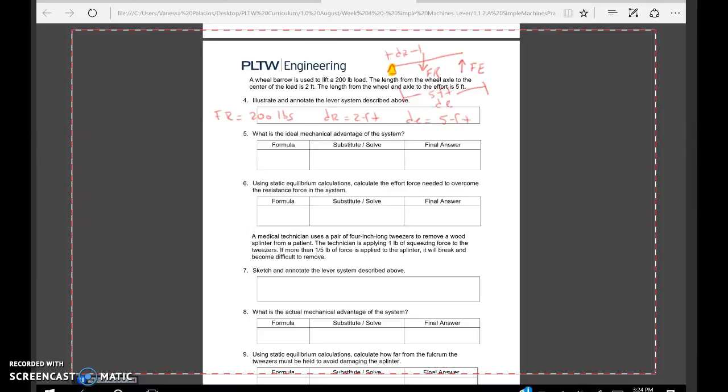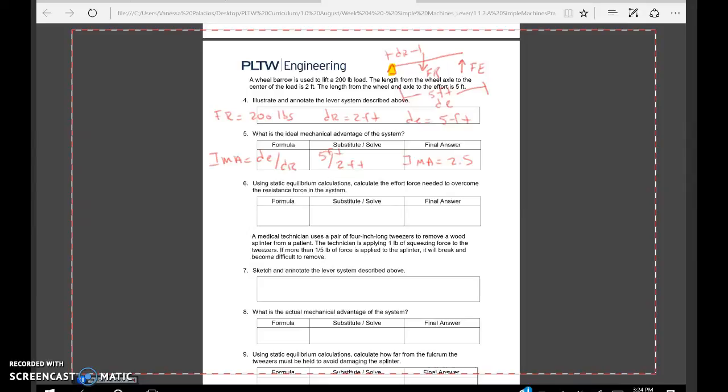So we've sketched the lever and we've written out what it is that we know. Now the first thing it asks you for is to calculate the ideal mechanical advantage. The formula for ideal mechanical advantage is going to be DE over DR. And we just said we knew what our DE was, which was 5 feet. We knew what our DR is, which is 2 feet. So that would give us an IMA equal to 2.5.